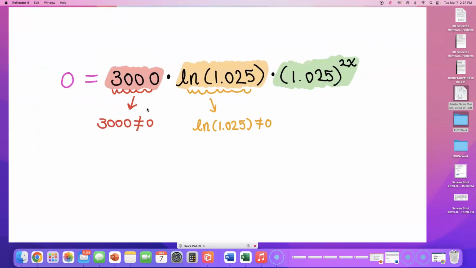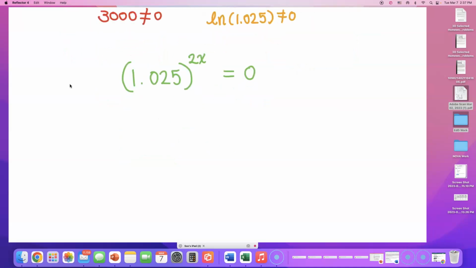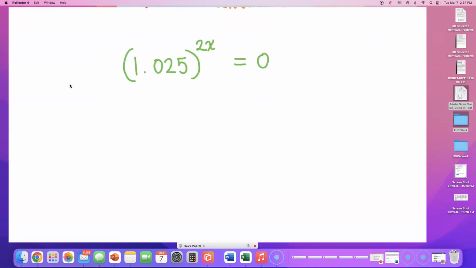Okay, let's see if this guy can ever become 0. Because if the third piece of this product is 0, then the whole thing will turn into 0, right? So we'll solve this by setting 1.025 raised to the 2x equals 0, okay? Now, what do we usually do here to bring that exponent down? We would usually take natural log, right? So I will take natural log of 1.025 raised to the 2x power.